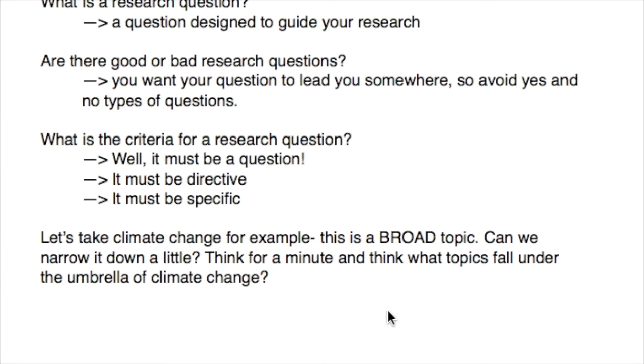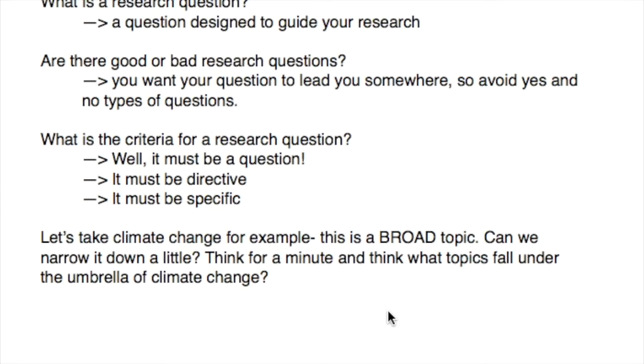So let's take an example of a topic, and then we're going to work on focusing that topic down into a research question. So let's take climate change. This is a good topic because it's a very broad topic. So if I said to you, we're going to go out and we're going to write a research paper on climate change, first of all, you might have a momentary sense of, oh goodness gracious, that's a huge topic, because it is very, very broad.